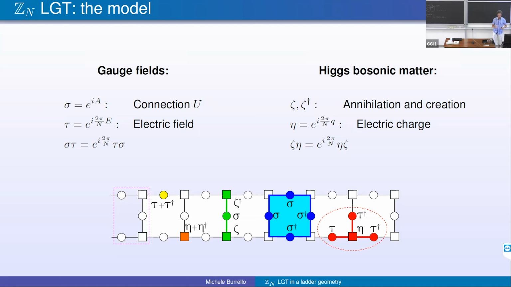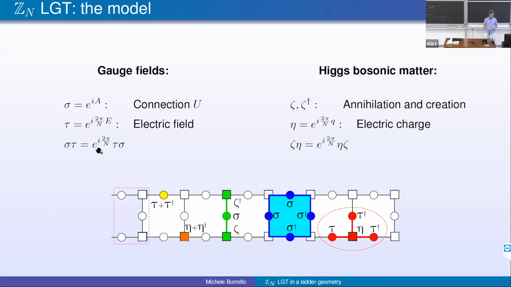And essentially, the idea is that sigma represents the connection, so it's related to the gauge field A, and tau represents the electric field. And these two operators on the same site commute by following this relation. So they have this commutation relation.